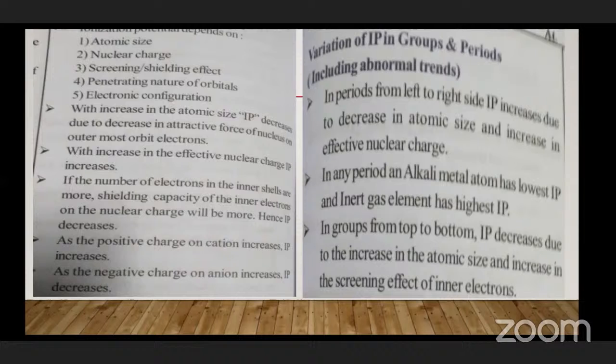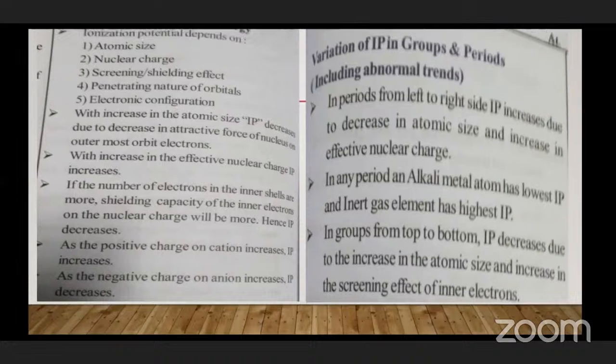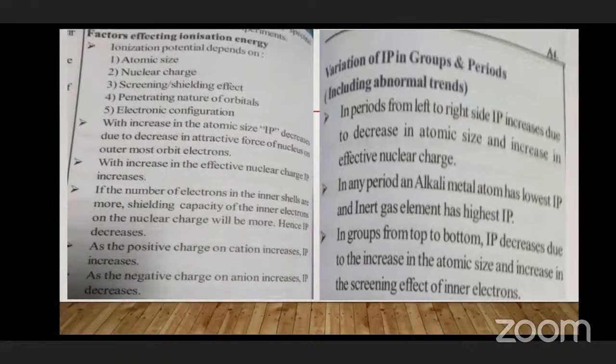So because of that reason, from sodium to cesium, you can observe in groups from top to bottom, ionization potential values decrease due to the increase in the atomic size and the increase in the shielding. Next, electron gain enthalpy.